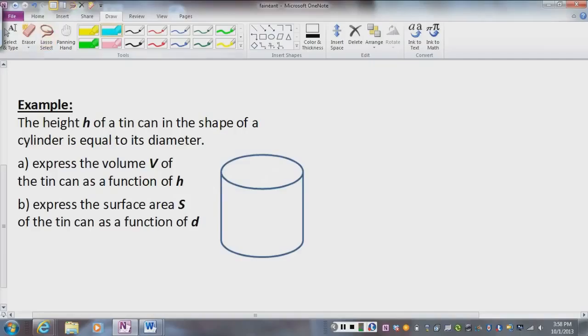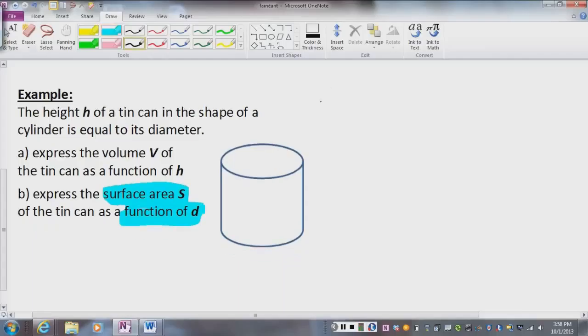Now we are looking at this. The surface area S as a function of D. So this should be S equals a bunch of stuff with D's in it. Well, let's talk about how you find surface area.